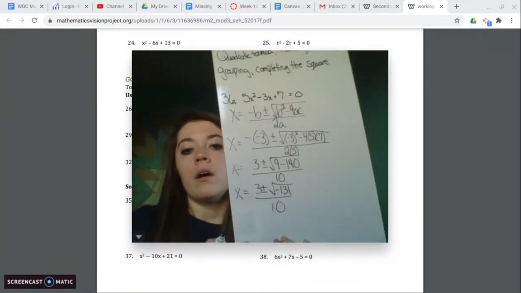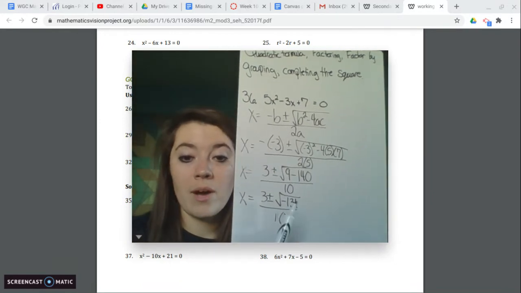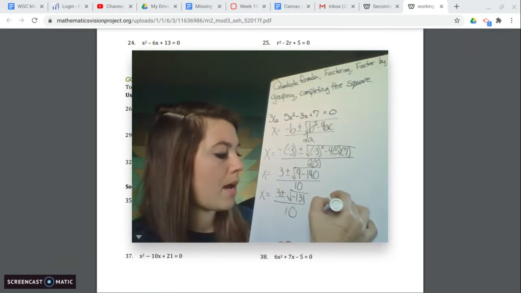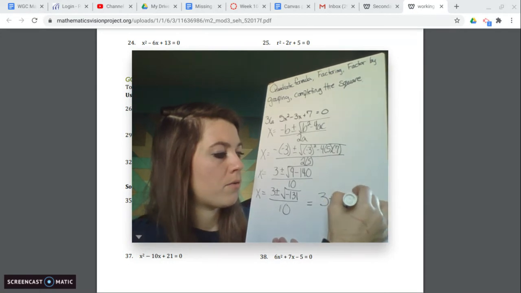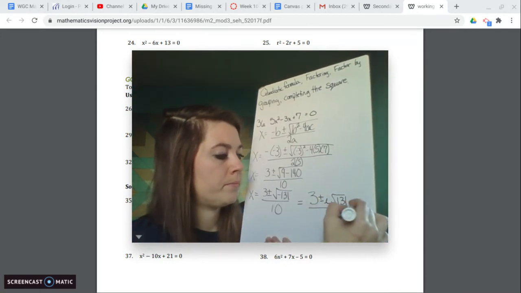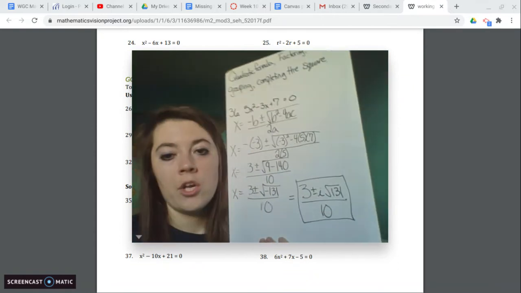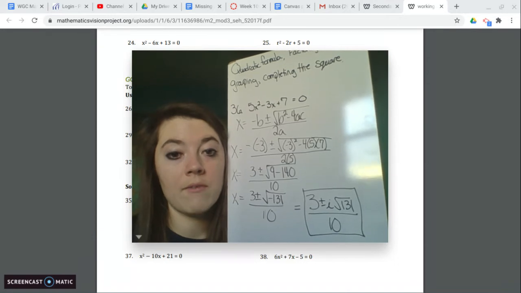Now, we cannot leave it like this with the negative underneath the square root because now we know how to get rid of that negative. So we're going to bring an i to the outside. This equals 3 plus or minus i root 131, all over 10. This is your answer. You don't need to try to find out what that value is. We're going to leave it just like that.